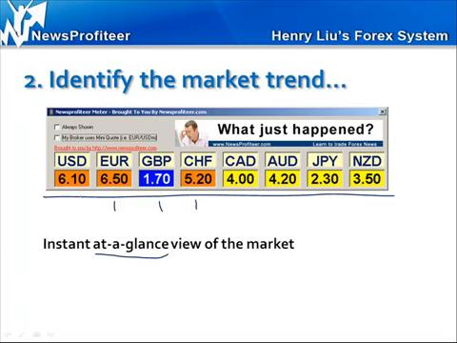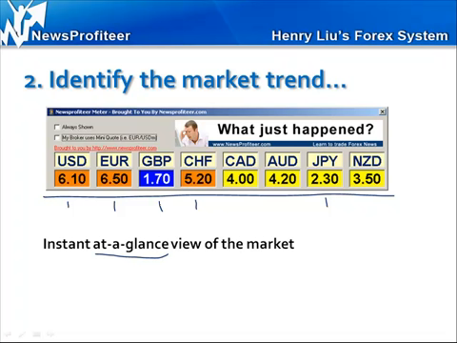And of course, you also have to pay attention to the dollar and the Japanese yen, since they are the most traded currencies as well. But by looking at the market trend immediately, you're seeing the euro showing at 650, the dollar showing at 610, and the pound showing at 170. And then you look at the Swiss franc, it's showing at 5.2.